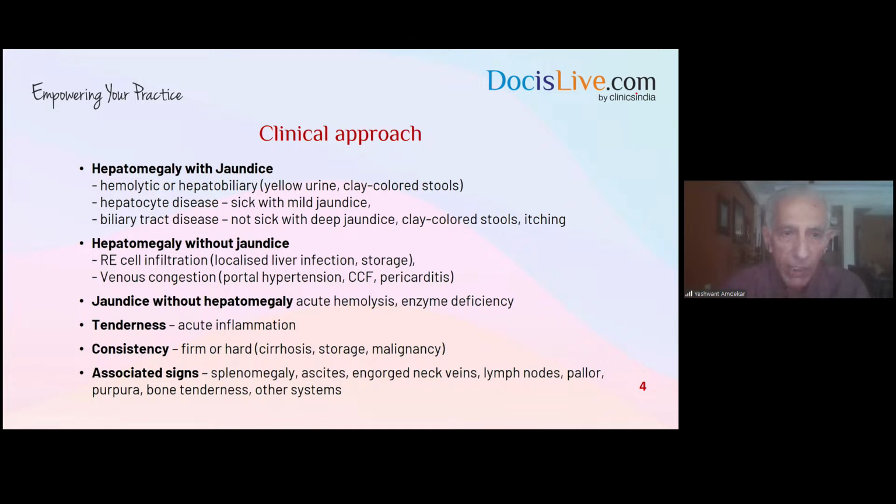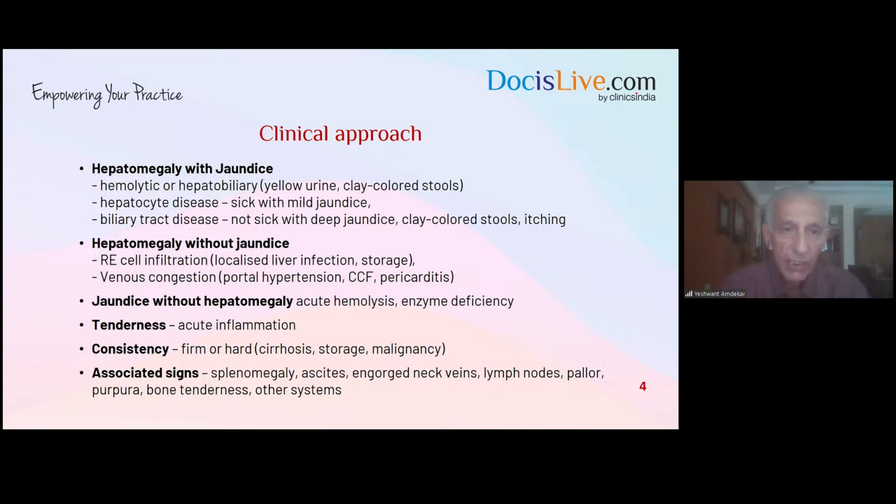But just to keep in mind that there could be jaundice without hepatomegaly also, like you see typically in an acute hemolysis or sometimes rare enzyme deficiencies. But that's not the discussion today. We are discussing hepatomegaly. And of course, if the liver is tender, you know there's an inflammation. If the consistency is firm, it's a hepatomegaly of some duration. And if it's hard, then we know it's either cirrhosis or malignancy.